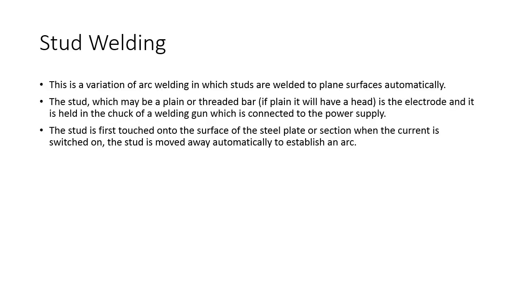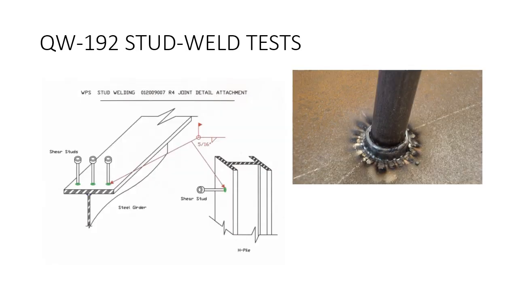Stud welding guns. This is a variation of arc welding in which studs are welded to a plane surface automatically. The stud, which may be plain or threaded bar, if plain it will have a head, is the electrode, and it is held in the chuck of the welding gun, which is connected to the power supply. The stud is first touched onto the surface of the steel plate or section. When the current is switched on, the stud is moved away automatically to establish the arc. QW 192 covers stud weld tests.